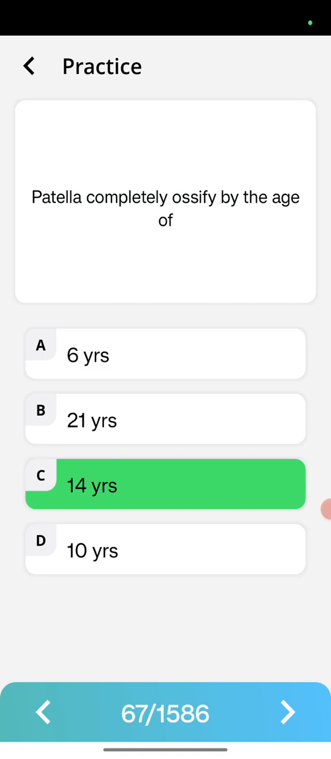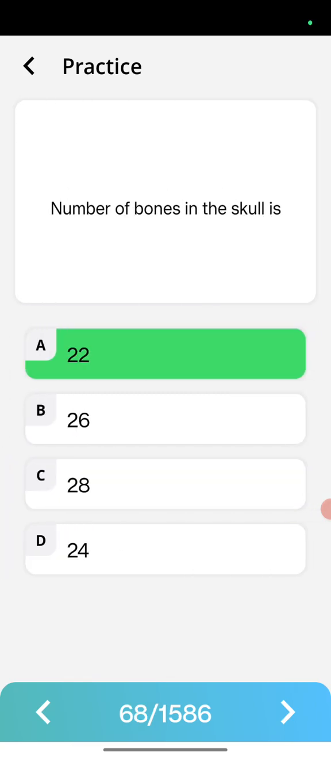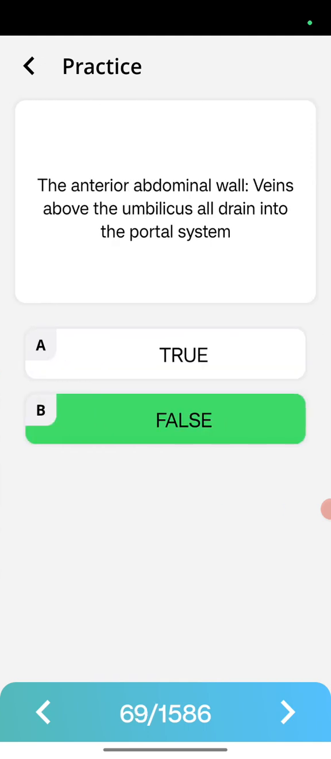Patella completely ossifies by the age of 14 years. Number of bones in the skull is 22. Facial bones 14. The anterior abdominal wall veins above the umbilicus all drain into the portal system. Wrong.